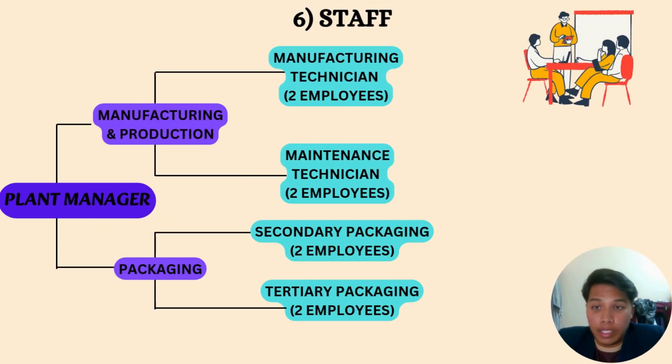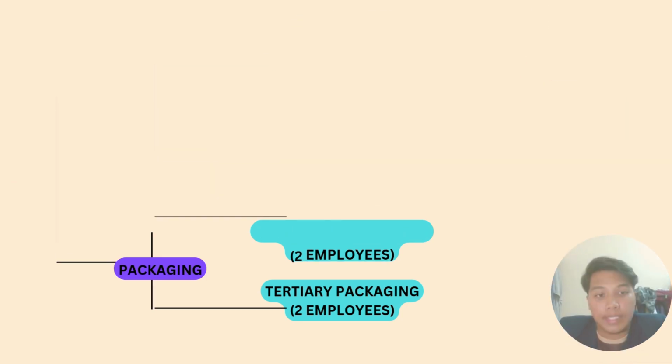The main person in charge of the manufacturing company is called the plant manager. Under this plant manager, we have two departments, which are manufacturing and production, and also packaging. There are two employees under manufacturing and production, which are the manufacturing technician and the maintenance technician. Under packaging, we have two employees each for secondary packaging and tertiary packaging.